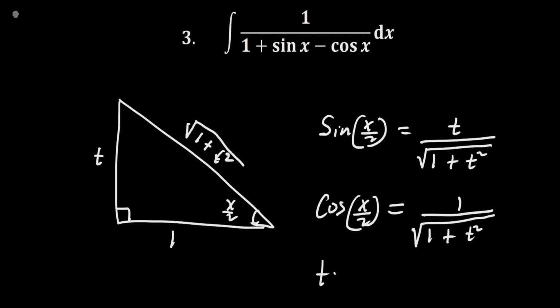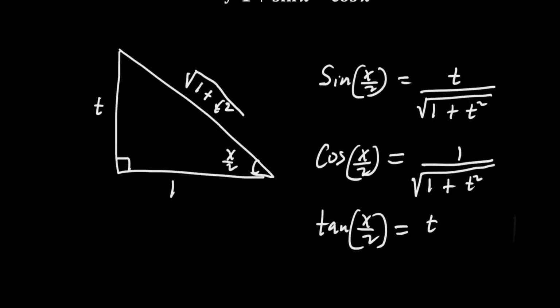And tan x over 2 is equal to the opposite, which is t, over the adjacent, which is 1, and that is equal to t.